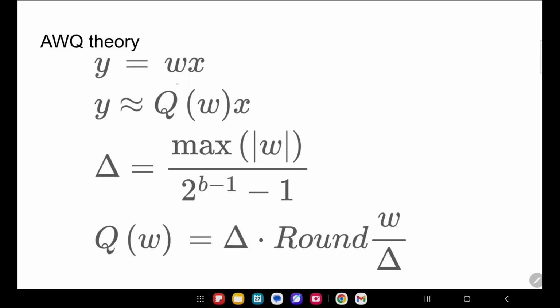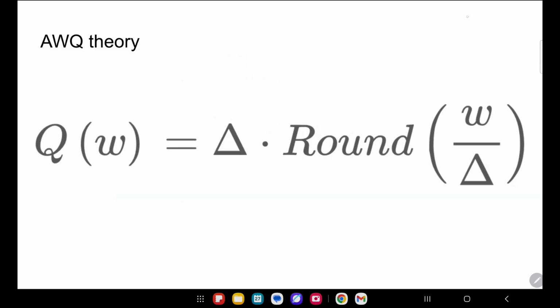If W is the weight matrix and X is the inputs, then the output activations Y is going to be Y = WX. If Q(W) is the dequantized weight matrix, then the goal is Y should be almost equal to Q(W)X. Now if we bring in a scaling parameter delta in terms of the absmax form, given by the maximum of the absolute value of W divided by the total range supported by 8 bits, your quantization and dequantization becomes in this form: delta times round of W by delta.